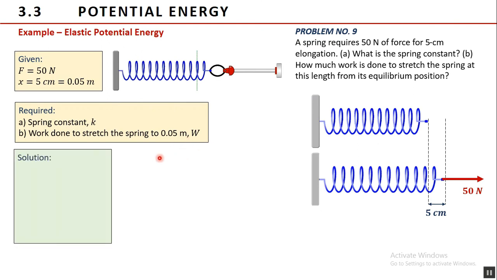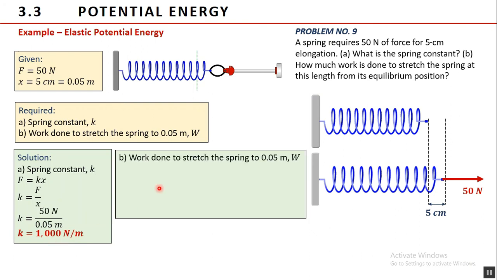For spring constant K, from the formula, force F is equal to spring constant K multiplied by the elongation x. Solving for the spring constant K, we divide both sides by x, so the spring constant is equal to force F divided by the elongation x. Substituting given information, 50 newtons divided by 0.05 meter. So the spring constant is 1000 newtons per meter. Its value means that in order to stretch the spring by 1 meter, we need a force of 1000 newtons.